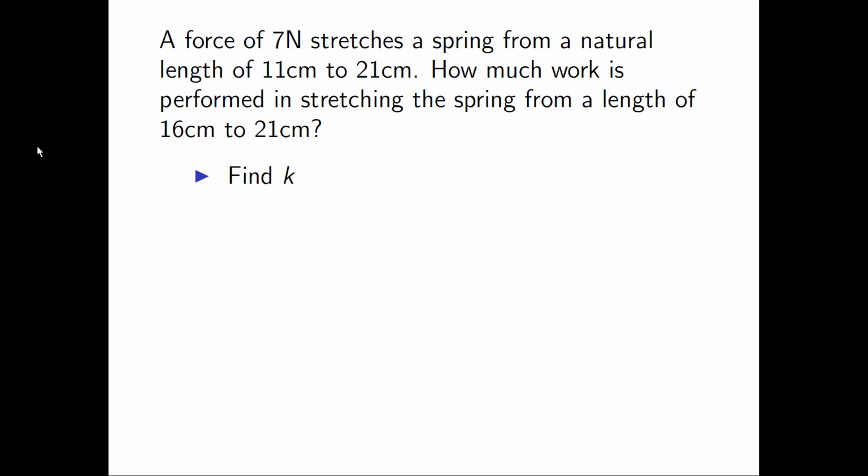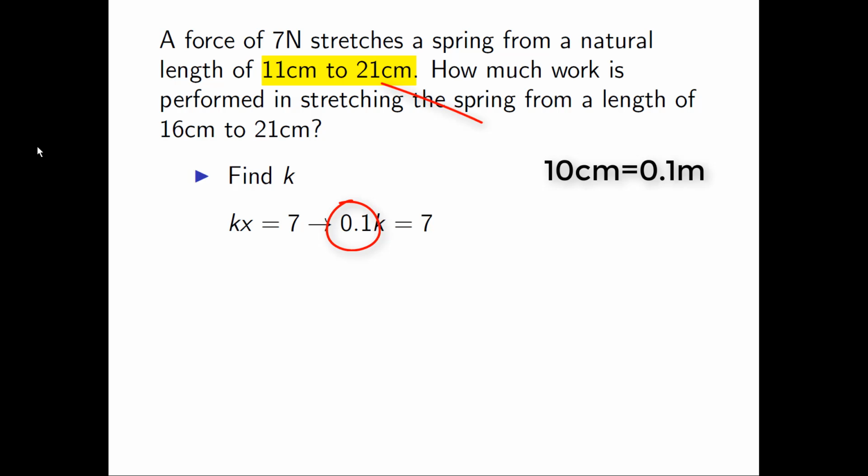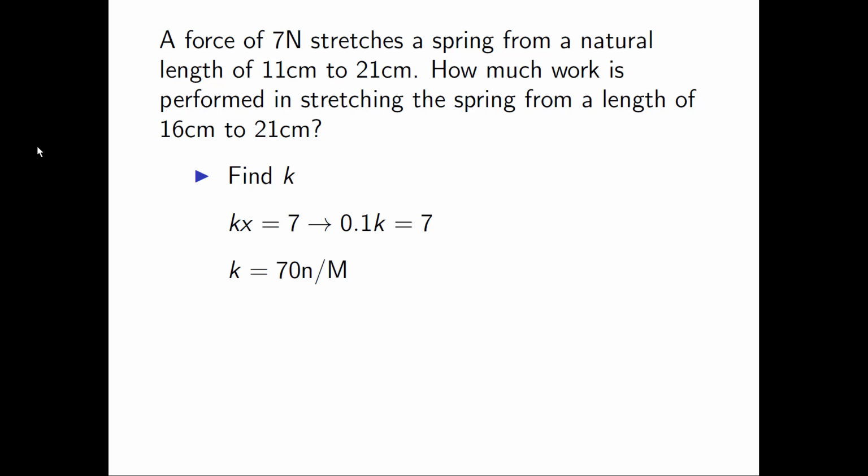The very first thing we have to do is use that top part to find k. So kx is equal to 7, that force of 7 newtons. Therefore 0.1k is 7. And I should note the 0.1 here. We're going from 11 to 21, so we're going a total of 10 centimeters. But if you recall our SI units, we have to treat these in meters rather than centimeters. So if we're going 10 centimeters, it means we're going 0.1 meters. So we get 0.1k equals 7. So of course k equals 70, and that's 70 newtons per meter. I'm going to put units on that.